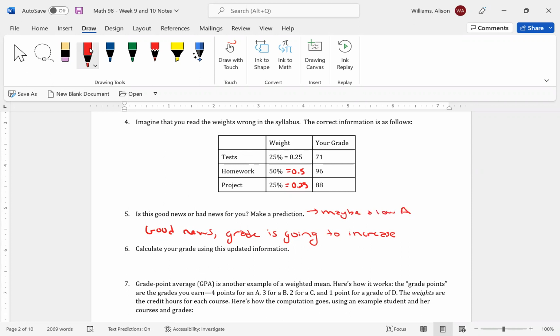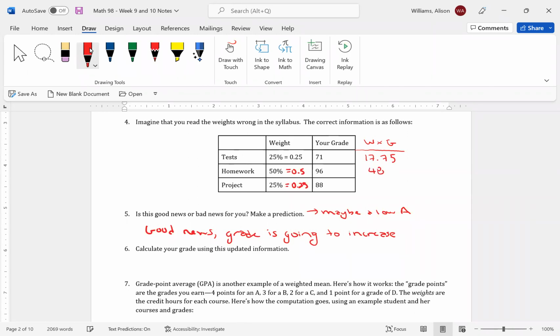So here, I'm going to just do this off to the side, almost like create my own little column up here. So this is the multiplication of the weight times the grade. I'm just going to write W for weight and G for grade. I'm going to grab my calculator and multiply 0.25 times 71. And that's going to give me 17.75. Now I'm going to do 0.95 times 96, which gives me 48.